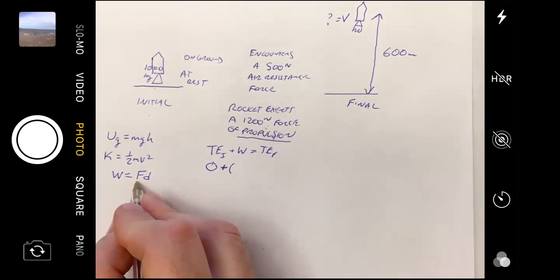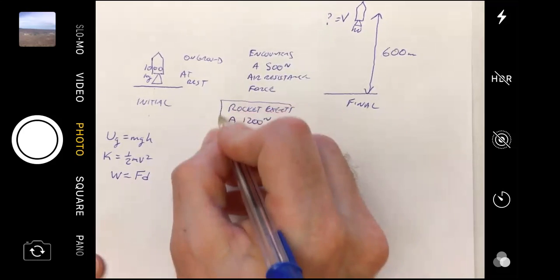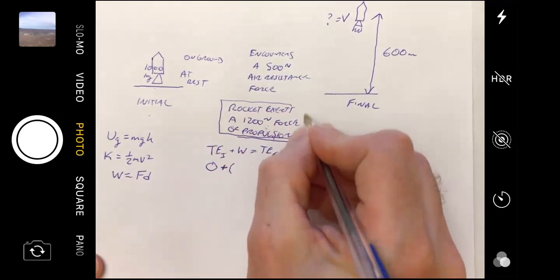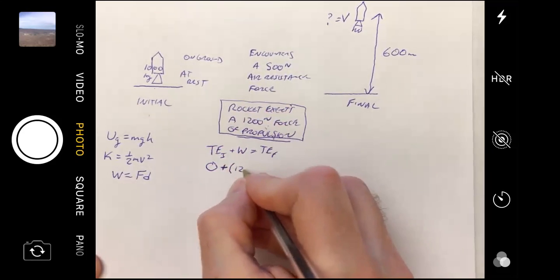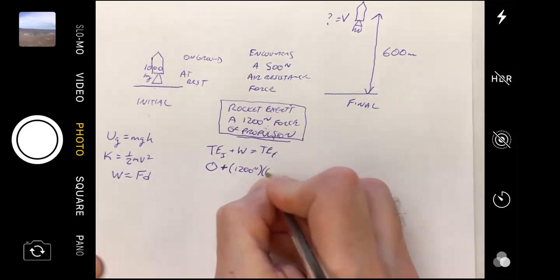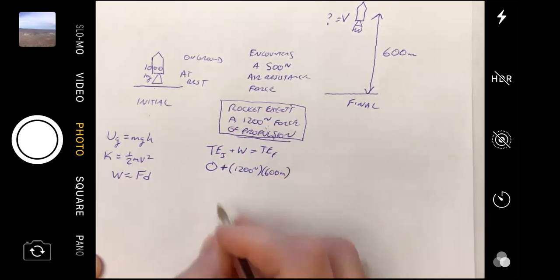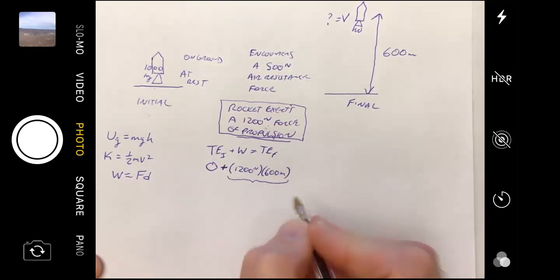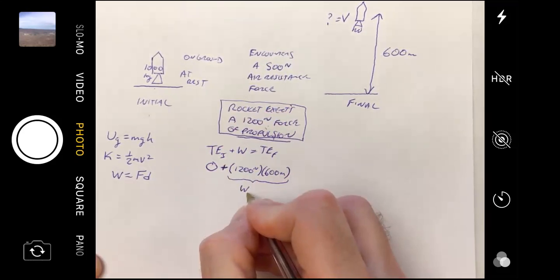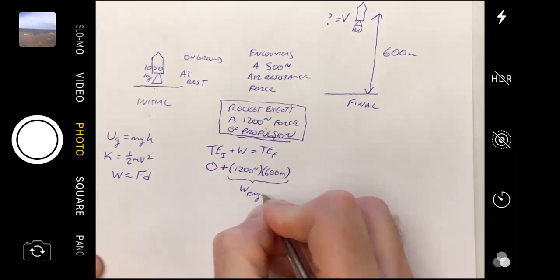So Annie, what force should I put here if we're focusing on the propulsion side of things? 1,200 times 600. Perfect. So what we're doing is we're taking into account the work done by the engine. So I could write that as work engine.